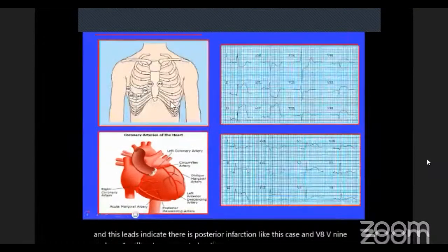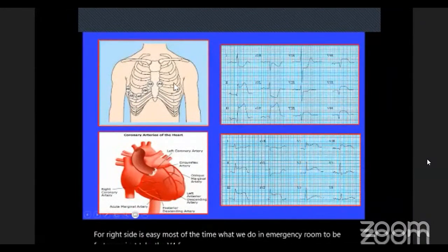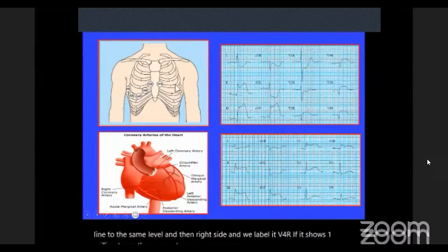For the right side it is easy. Most of the time, what we do in the emergency room to be faster, we just take V4 from the 5th intercostal space, mid-clavicular line, to the same level on the right side, and we label it V4R. If it shows 1 millimeter ST segment elevation or more, it is enough. You don't even need other leads.